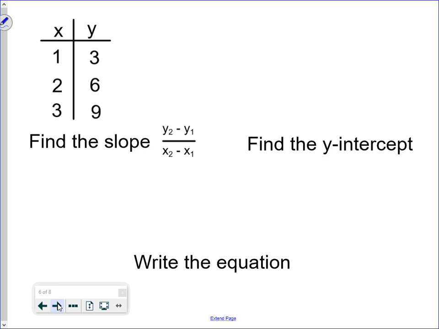One last example of this. So again, find our slope. So I'm going to use the points 1, 3, and 2, 6. Label them x1, y1, x2, y2.